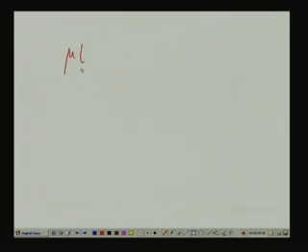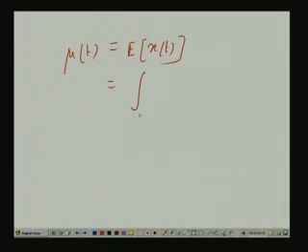mu t as the mean of the random variable x t. That is nothing but E of x t for a particular t, which is the probability density for that t multiplied by the value x, integrated with respect to x. Of course, I am assuming the real valued case, but we have to generalize this to complex, which I will do a little later.